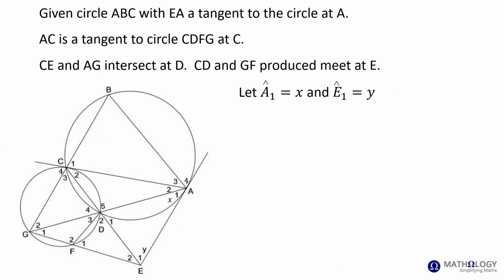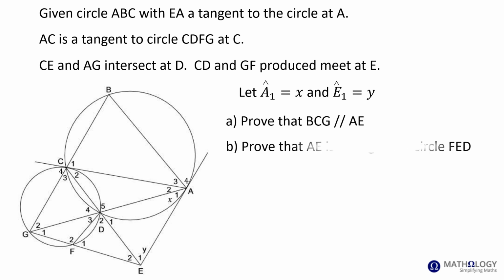Given circle ABC with EA, a tangent to the circle at A. AC is a tangent to circle CDFG at C. CE and AG intersect at D. And, CD and GF produced meet at E. We are required to prove that BCG is parallel to AE. AE is a tangent to circle FED, and AB equals AC.